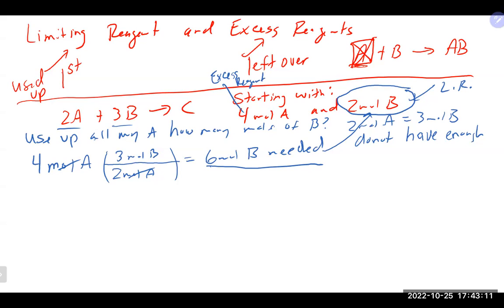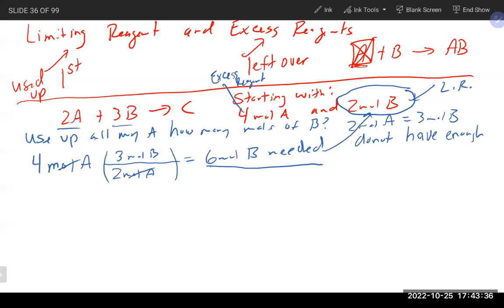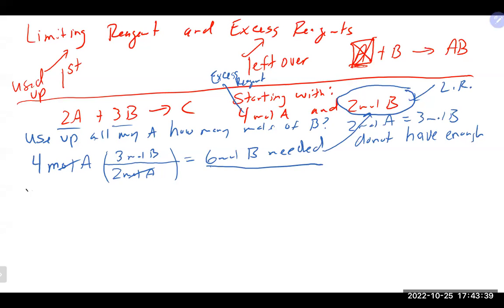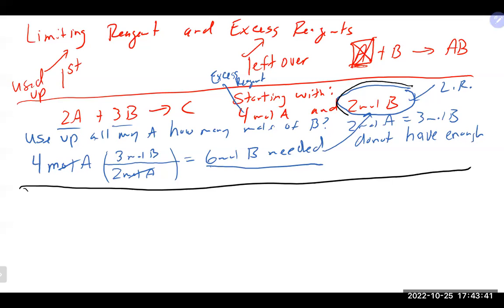So you could also do the same calculation, instead of figuring out how many moles of B you need to use up A, you could figure out how many moles of A you needed to use up B. And again, it will give you the same answer, not numerically, but in terms of which one's your limiting reagent and which one is your excess reagent. The importance of this is after you do this calculation here, you do want to go back to the starting amount of your limiting reagent.